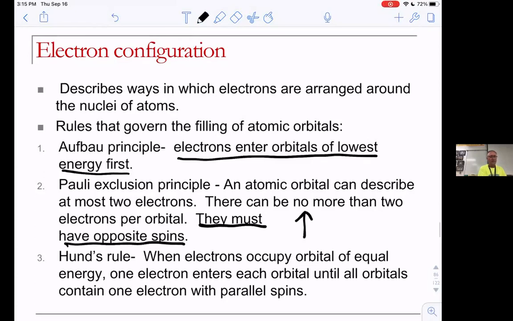So if one is spinning on its axis in one direction, the other one is spinning in the other direction, the opposite.